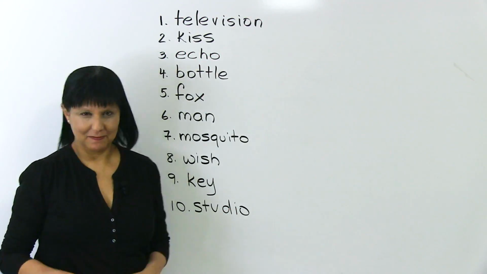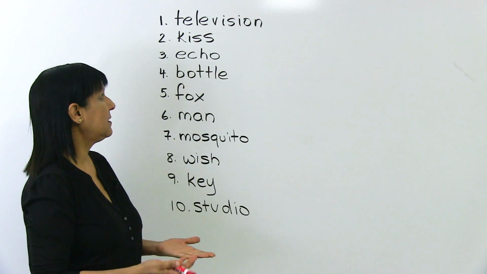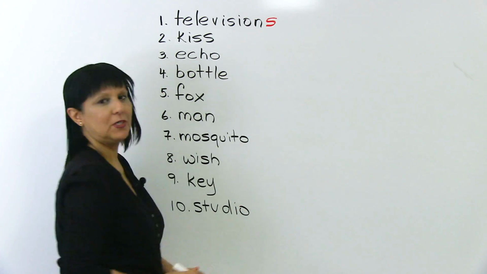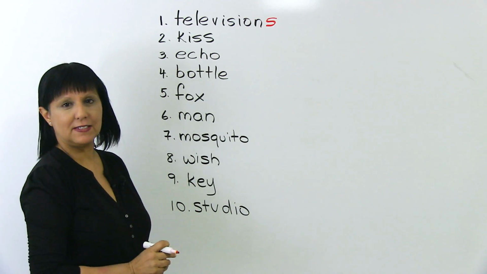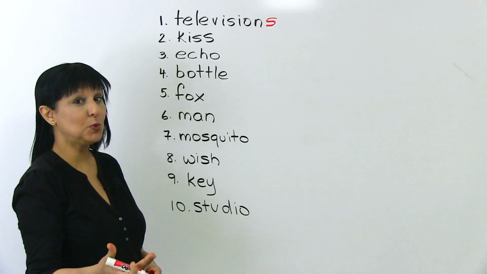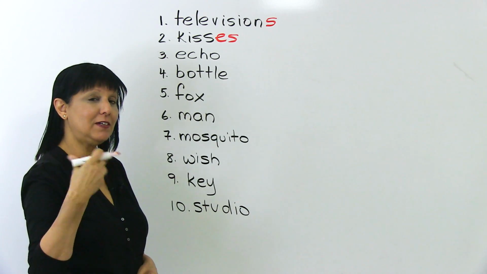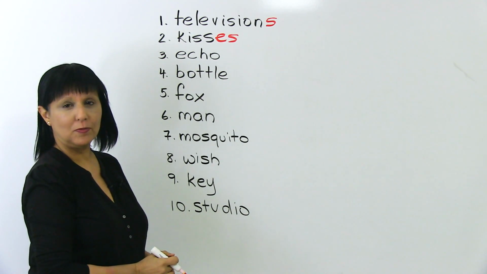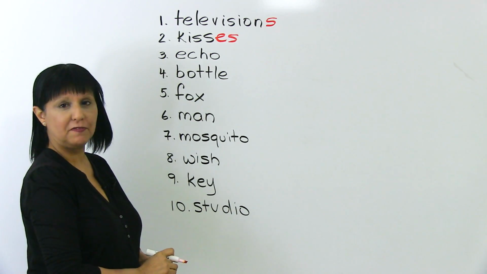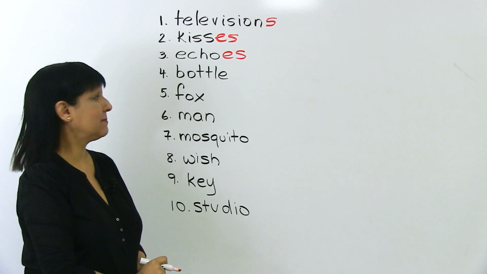So let's practice together. Number 1, television. How do you make that plural? What do you think? Okay. We just add an S. Kiss. Do you remember how to make that plural? You get 1 kiss, but you get 2 kisses. Okay, remember you can hear it. All right. Echo. How do we make that plural? It ends in O. There's a consonant before, so it becomes echoes, with an ES.